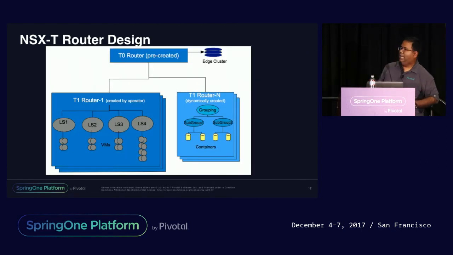So this is a high-level architecture of an NSX-T router. At the topmost right corner, you see an edge cluster. Those are the cluster of edges you would pre-create, either by the admin or by the infrastructure person. And then there would be a T0 router that can be mapped to one edge instance. So the T0 router acts as a gateway for everything that comes in and out. And then you would create a T1 router depending on how you want it. You can have one T1 router having all the logical switches, or you can carve up multiple T1 routers for each logical switch.